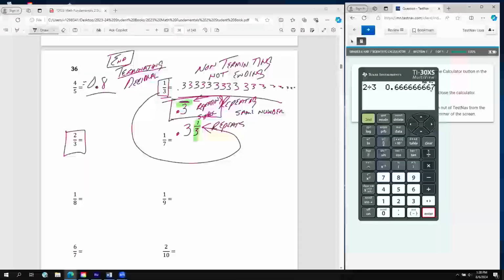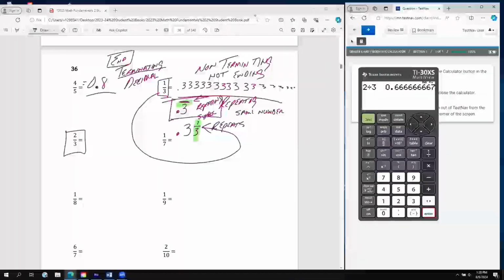I can't show you any more 6s. They just rounded the last digit up. It is not the last digit. It's the last digit on the display, but it's not the last 6. These 6s, again, like the 3s, go on forever.